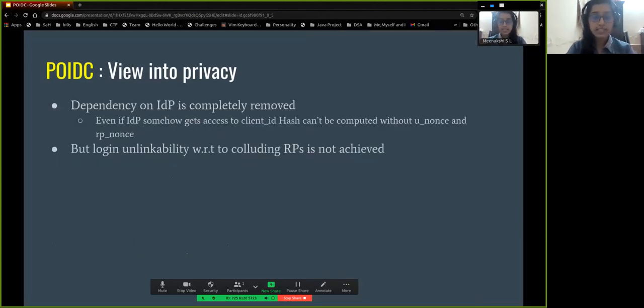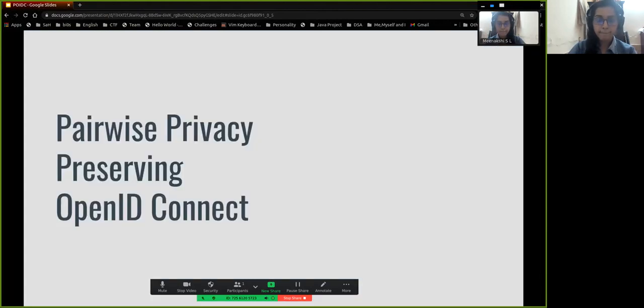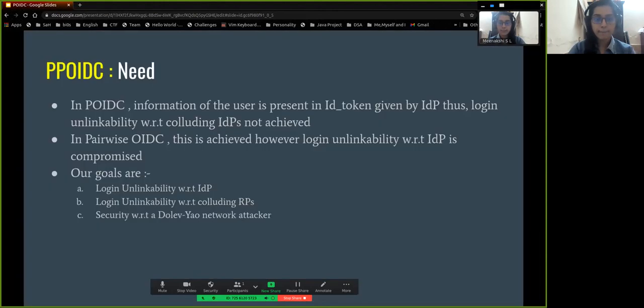So here the dependency on the identity provider is completely removed. However, login unlinkability with respect to colluding RPs is not achieved. So for that, we would have to work on more. So that is pairwise privacy preserving OpenID Connect.